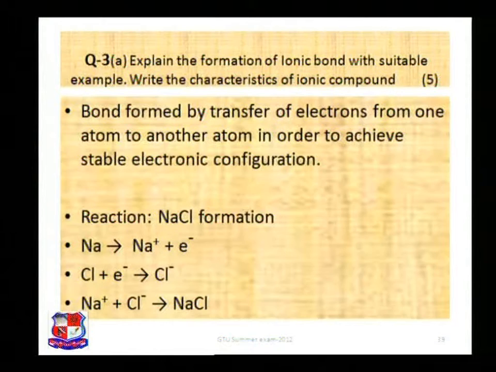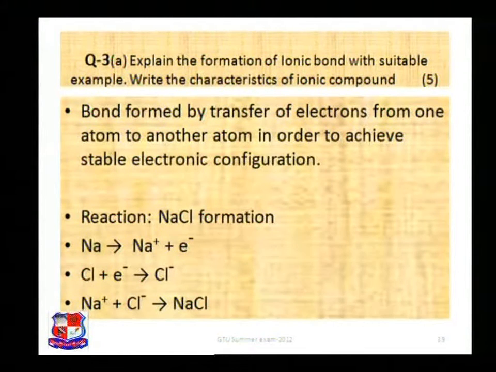See the first question. What we are going to do? We are going to explain the formation of ionic bond with suitable example. You can write here very clearly: bond formed by transfer of electrons from one atom to another atom in order to achieve stable electronic configuration is your ionic bond. So first thing we have covered is the definition. Second thing, they are asking the suitable example. So we can take the example of NaCl, sodium chloride.